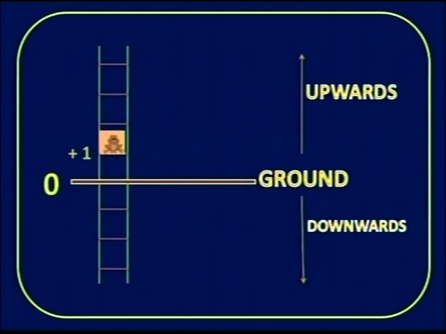So, what do I have to take? Plus 1. 2 units above the ground, plus 2. 3 units above the ground, plus 3. And 4 units above the ground, we have to take plus 4.